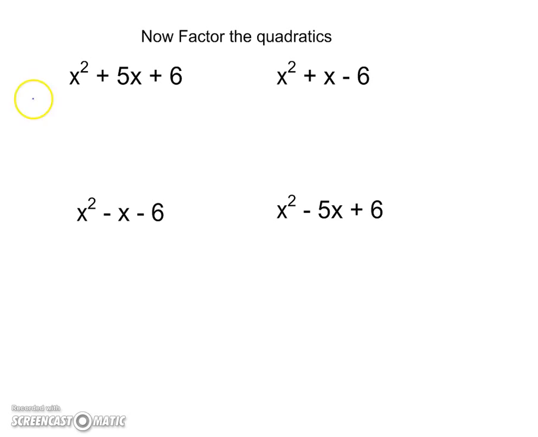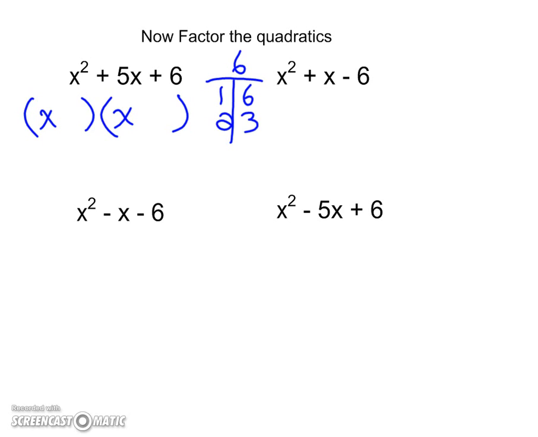Now, it's easy enough when we have a positive and a positive to take the 2 numbers that add up to the middle term, the numbers that multiply by 6 in this case, and it's positive and positive.